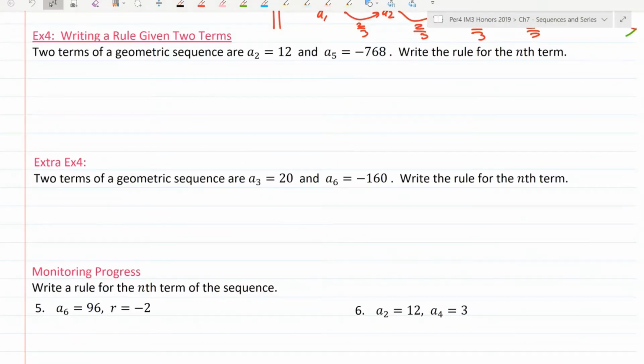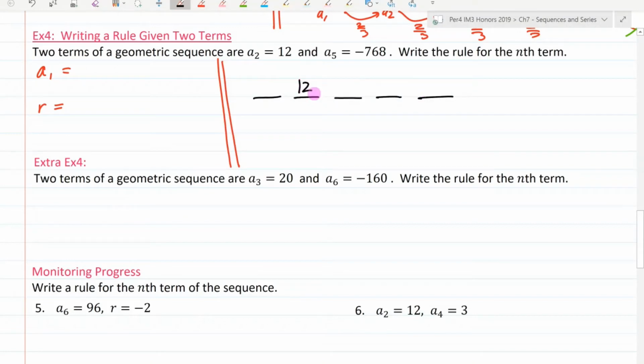And in example 4, we're going to be writing a formula or a rule for a geometric sequence where they give you 2 terms. All right, so we still need the first term and we need the common ratio. Now, they give us the second term and the fifth term.